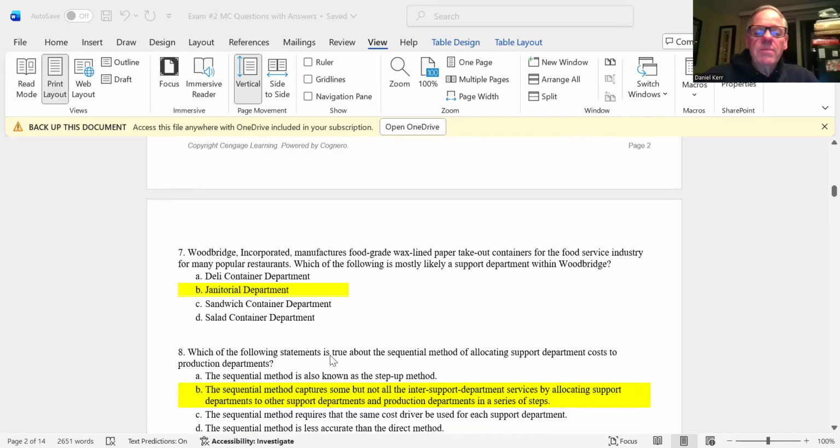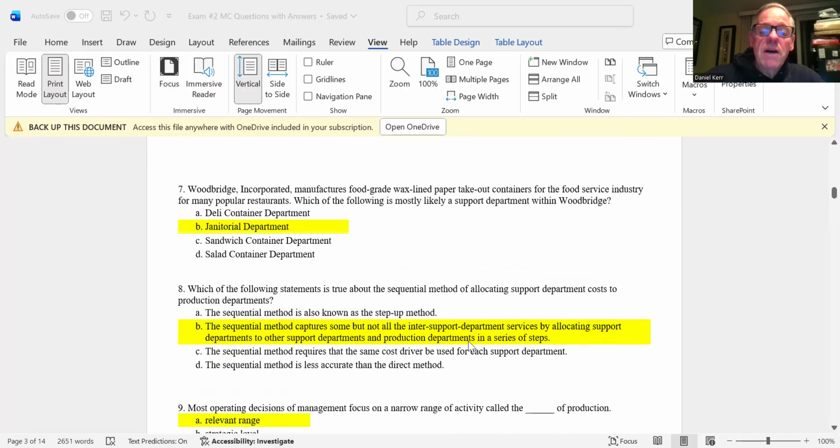Number 8, which of the following statements is true about the sequential method of allocating support department costs? Well, with the sequential method, you capture some of the interdepartmental support costs. You start with the biggest support department, and then you allocate it to the production departments and the support departments, and then you keep allocating the support department costs. So the sequential method captures some, but not all. That's the correct answer: allocating support department costs to other support departments and production departments in a series of steps.